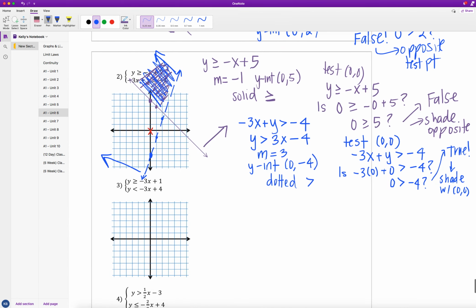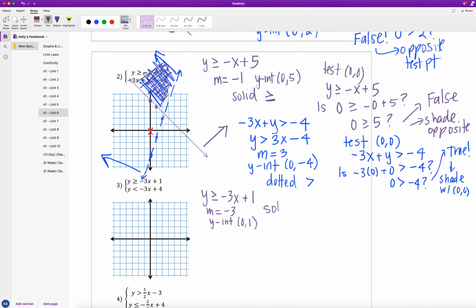Okay, let's look at example 3. So in example 3, our first inequality says y is greater than or equal to -3x plus 1. I think you guys should pause the video and graph this one on your own first and determine which direction you would shade. To graph this, we'll need the slope, which is going to be -3. We also have a y-intercept, which is at 0, 1.